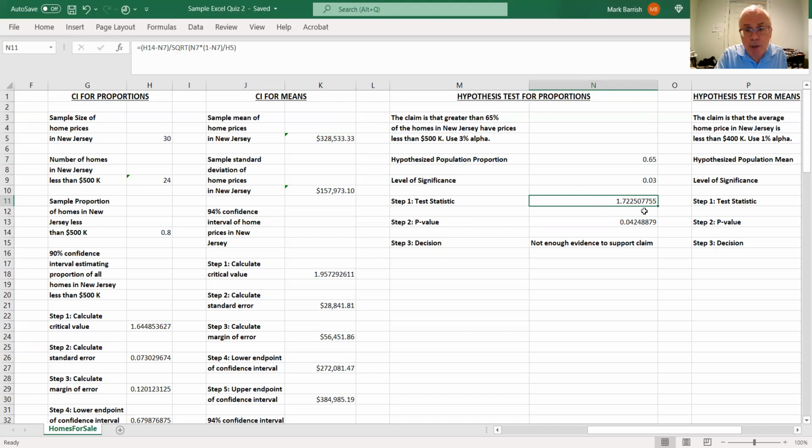Now this is a right tail test because we have greater than in the alternative hypothesis. It doesn't say alternative hypothesis, it says the claim, but assume that's the alternative hypothesis. And the alternative hypothesis is that P is greater than 0.65. So we're going to do a right tail test. So the p-value, if we draw a normal curve, is the area to the right of the test statistic. And the area to the right of 1.7225 is going to be the p-value.